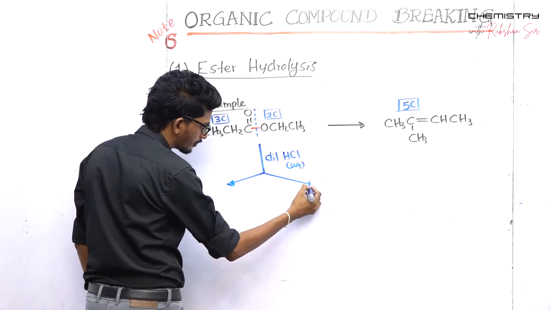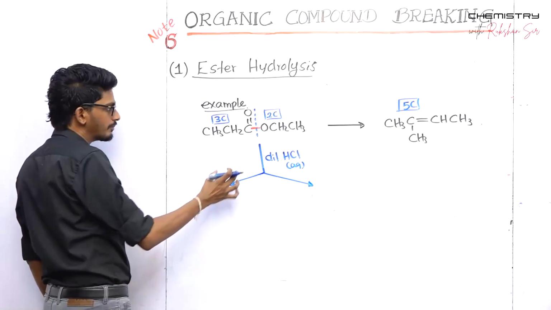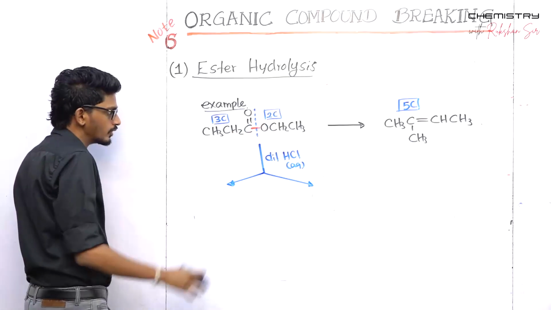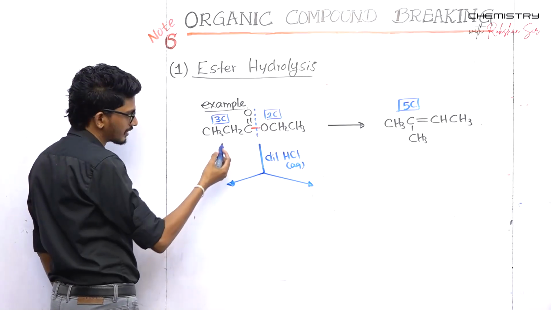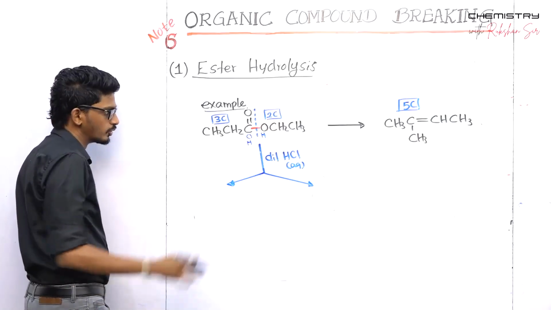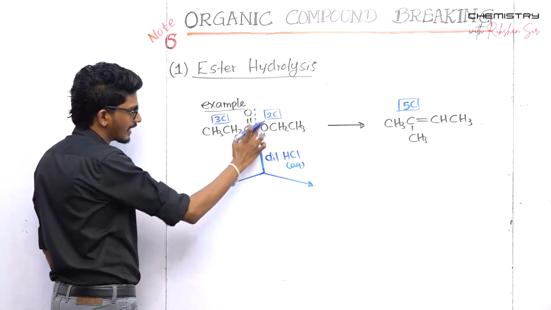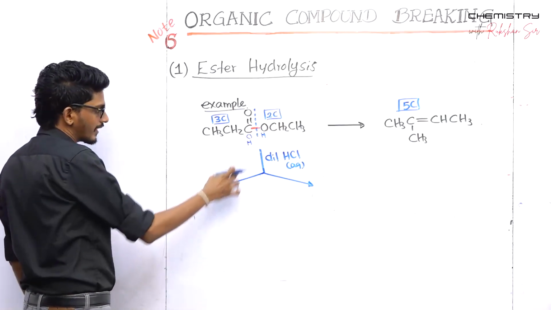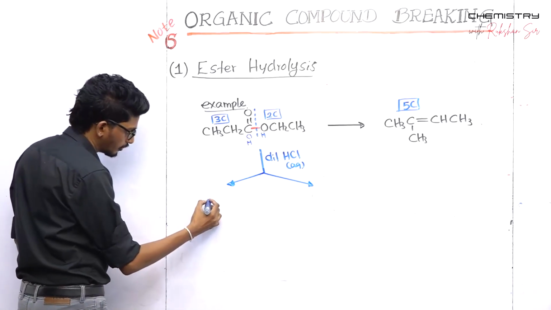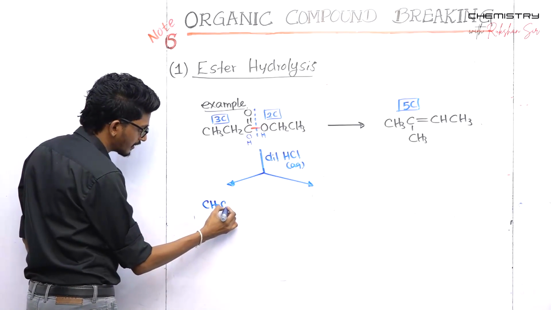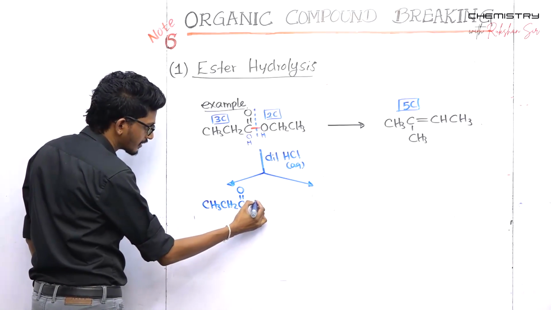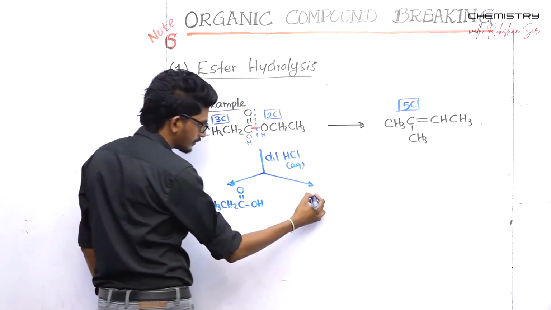Right? Two compounds will form. As the ester bond breaks, you will get two compounds. The OH comes to here, the hydrogen comes to here. So you will get the carboxylic acid and the alcohol if you follow this kind of acid hydrolysis process, right? So you will get the CH3CH2COOH, the carboxylic acid, and the alcohol.